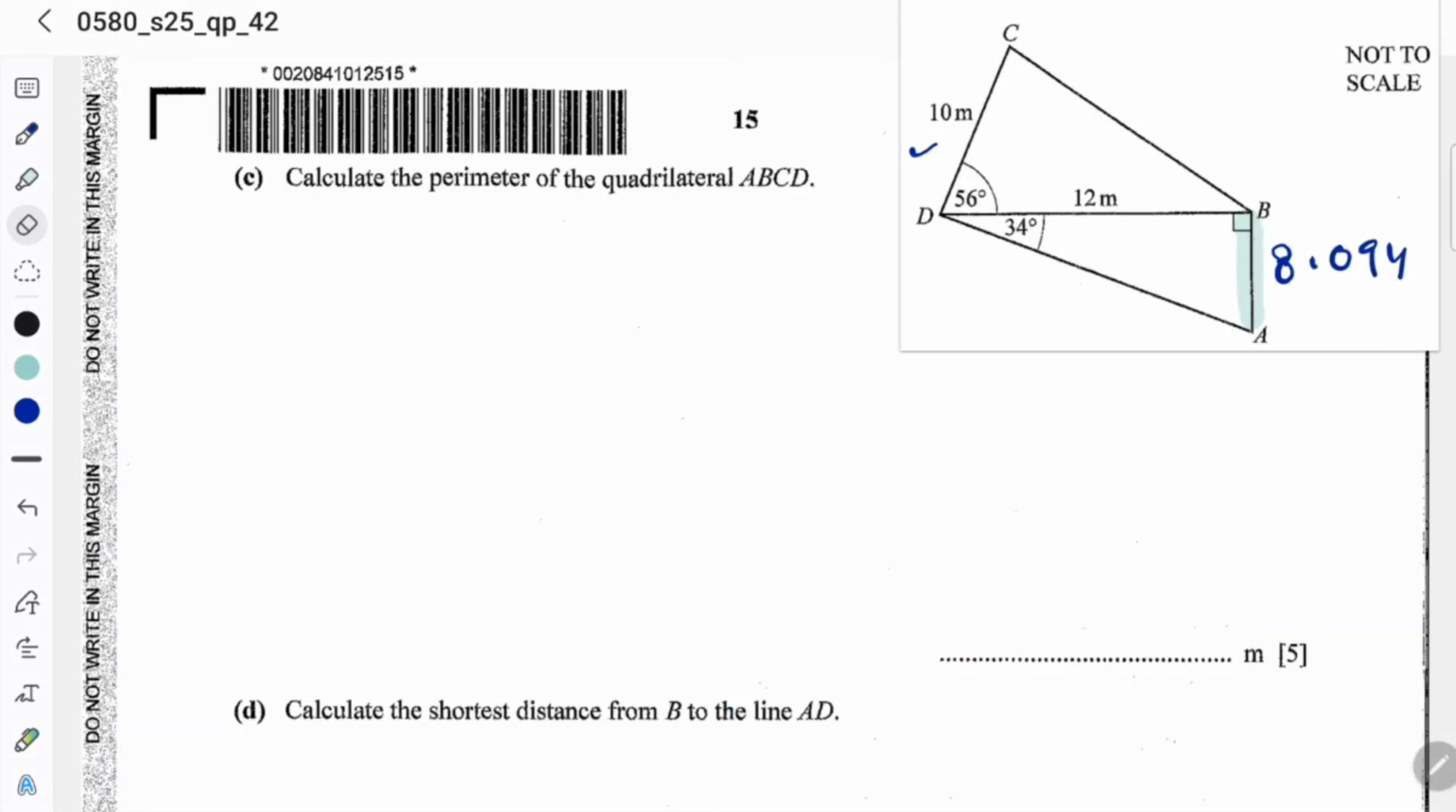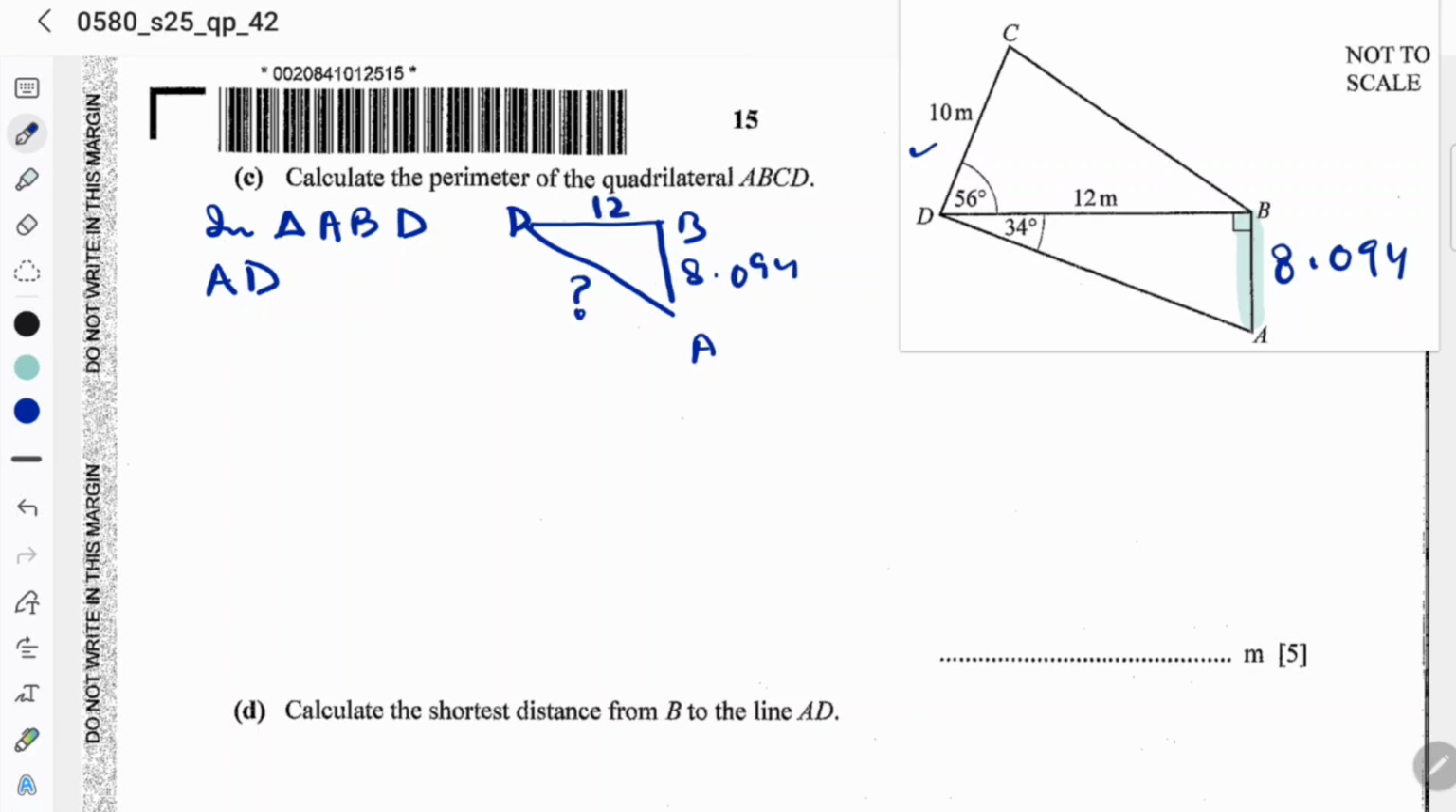All right, so the perimeter will be all the 4 sides, all the boundary lines. The 12 will not be included, which is coming in the middle. AB plus BC plus CD plus AD or DA. First calculate the side AD. For side AD, we'll take the triangle ABD. In triangle ABD, this is 8.094, this is 12. So this is your hypotenuse.